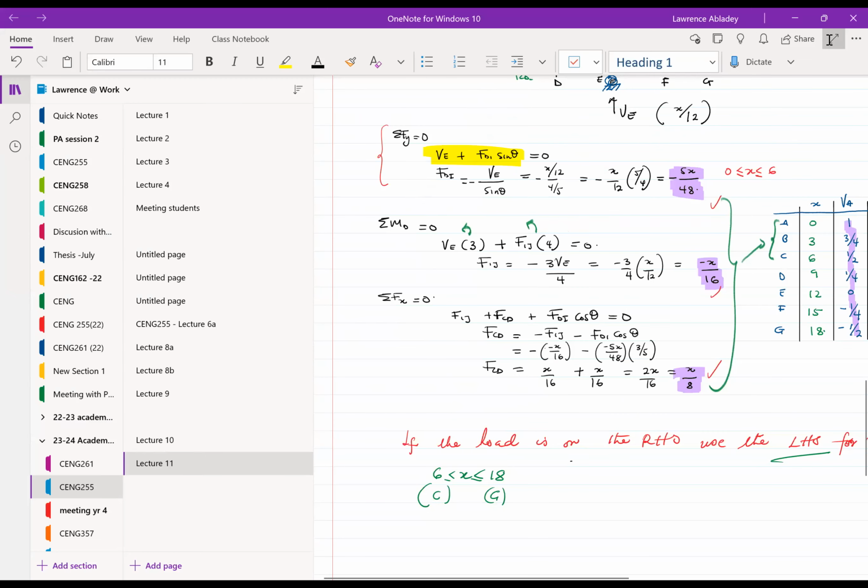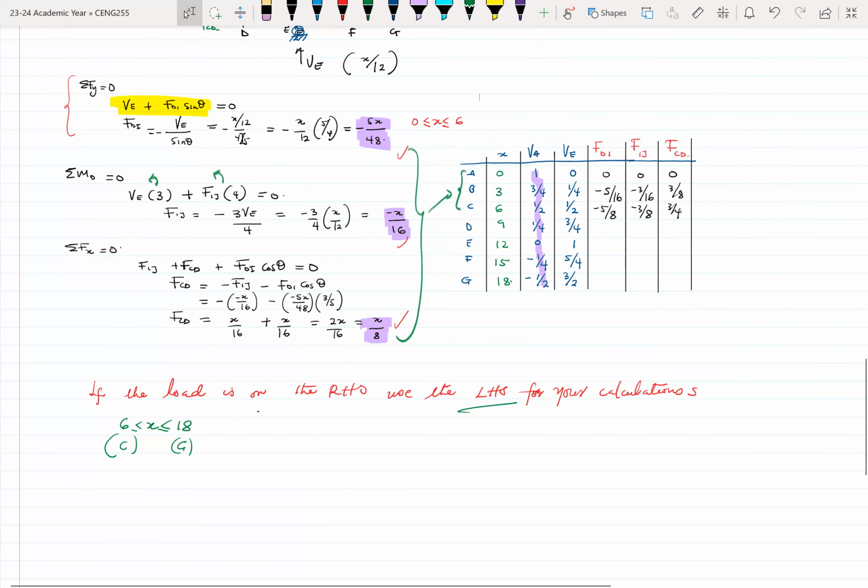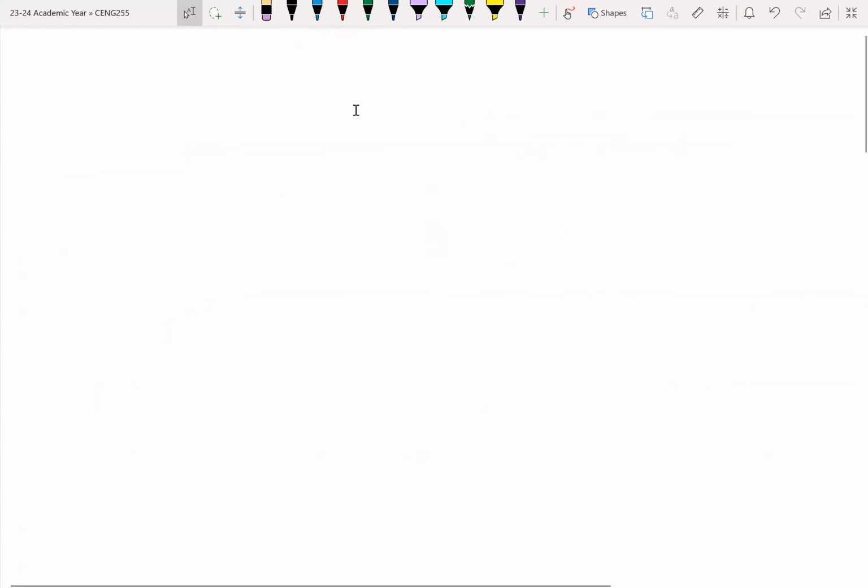Okay, my mouse is acting up. Let's see what's happened to the screen.